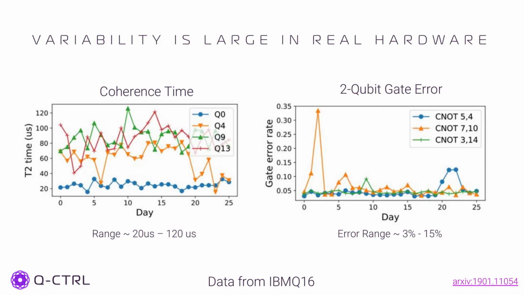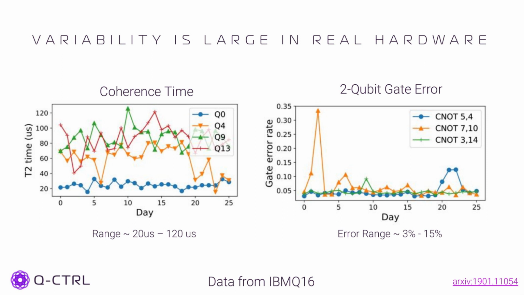So here are data that are taken from a paper by Fred Chong's group looking at the IBM device, or one of the IBM devices with 16 qubits, where just looking at a bunch of different physical devices on this chip as a function of time and a bunch of different 2-qubit gates as a function of time, there's just this enormous variability in the device performance.